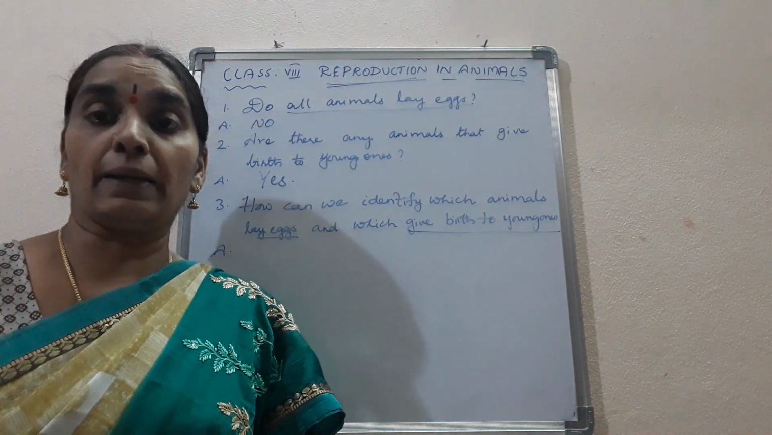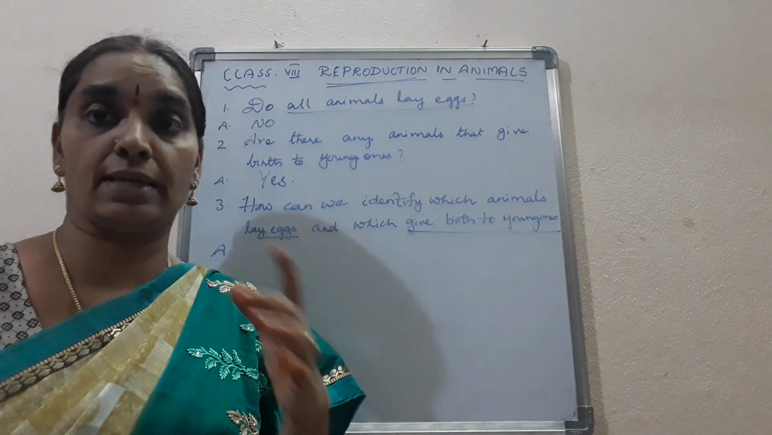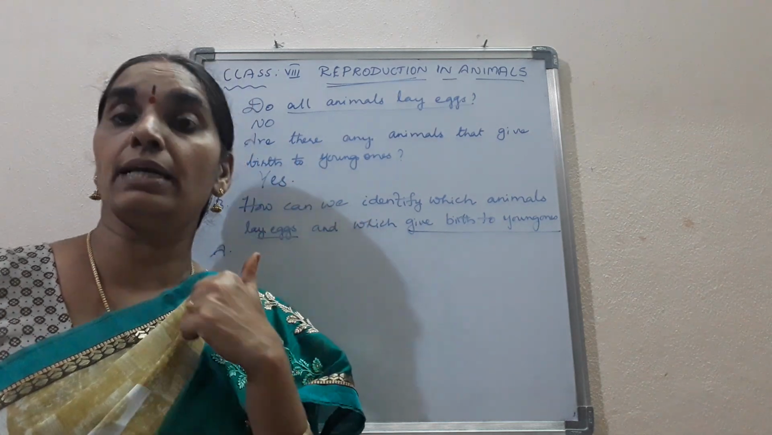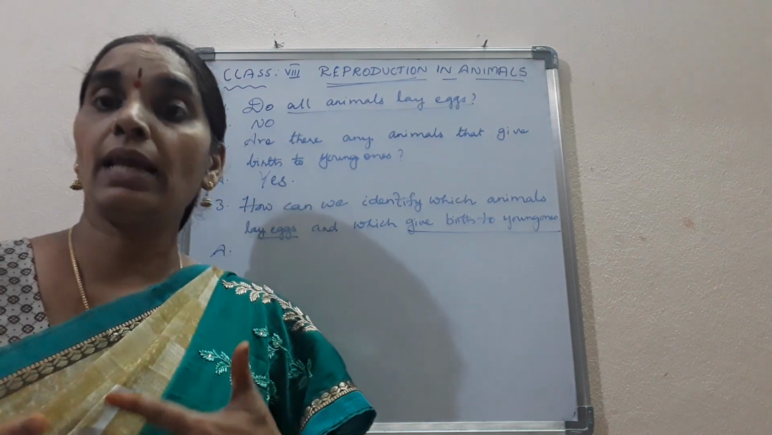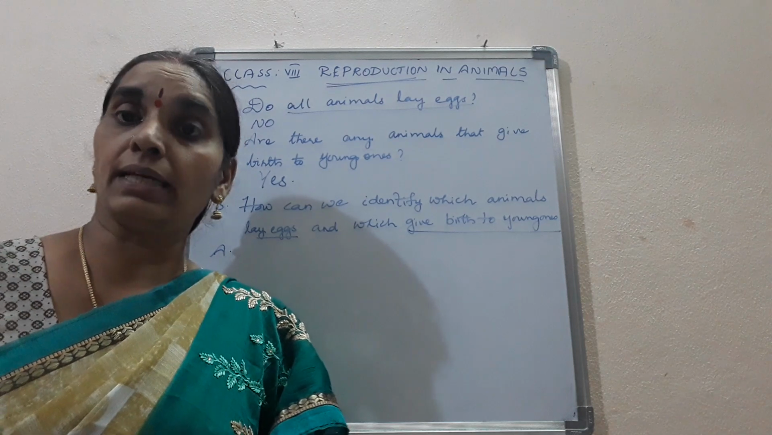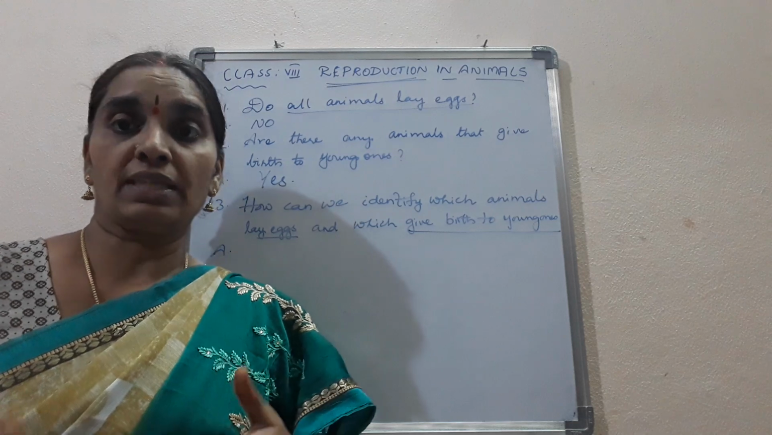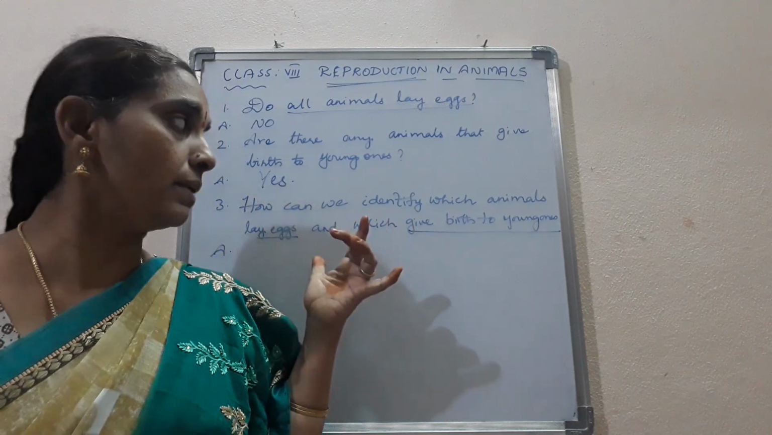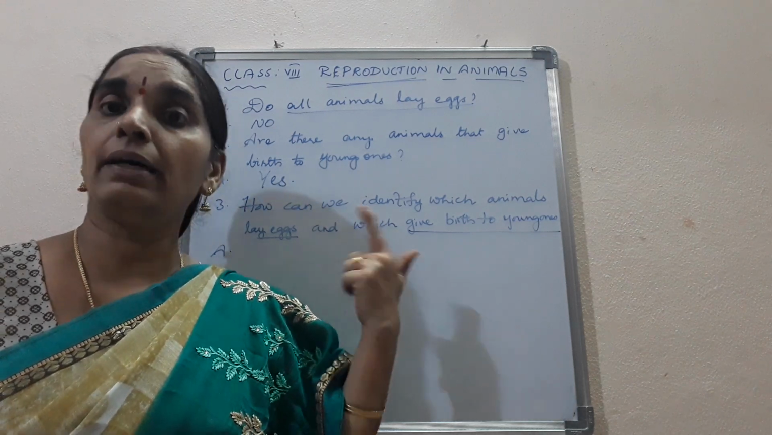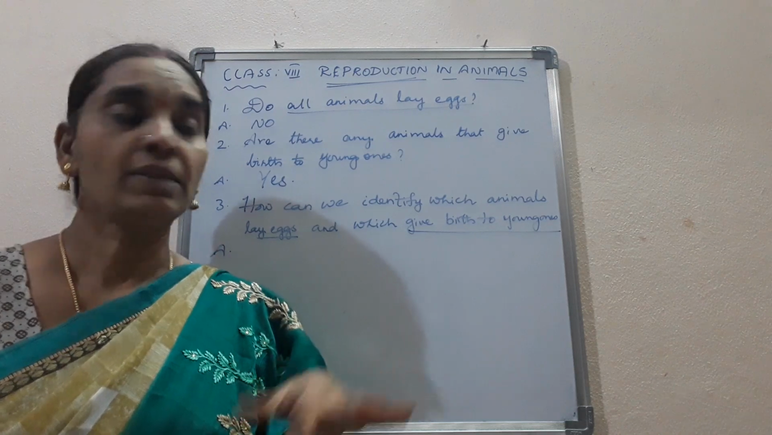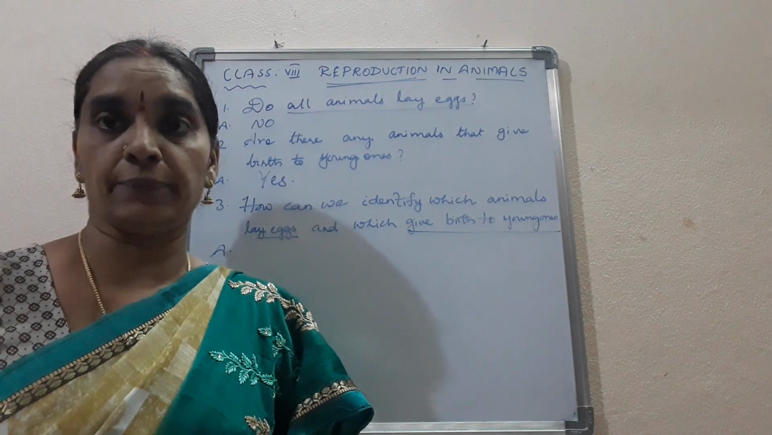We say that by observation. By observation of the external ears and the body hair, the presence of external hair over the body, we can say that some animals lay eggs and some animals give birth to the young ones directly. So the animals which have the external ears and have the body hair over them, they give birth to the young ones directly. Is it clear, children?